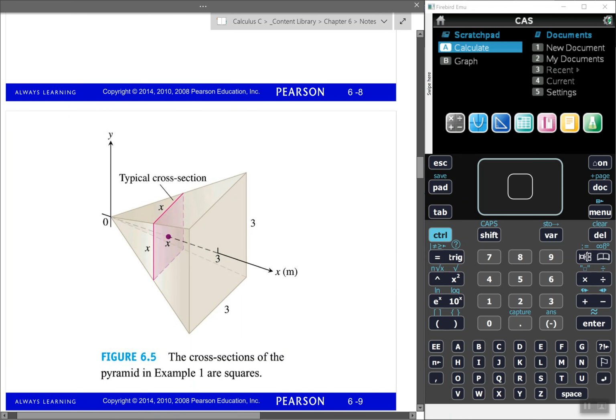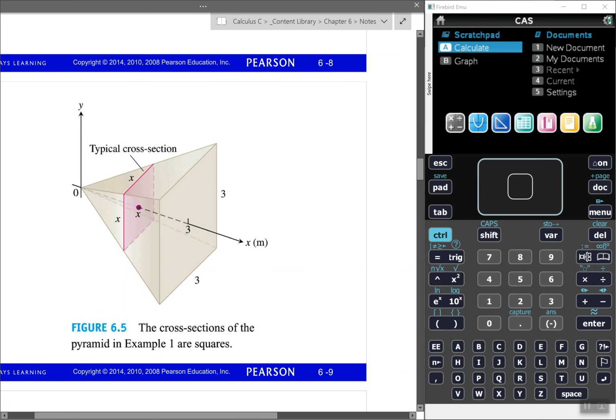First example here is a pyramid. Now we've hopefully done these volumes in geometry. So the first thing we're going to do is calculate the volume of this pyramid with geometry. So the volume formula for a pyramid is 1/3 base times the height. So 1/3 base area times height. And for this specific pyramid here, the base is a square, so that's going to be side squared. So 1/3 sides of the base squared times the height.